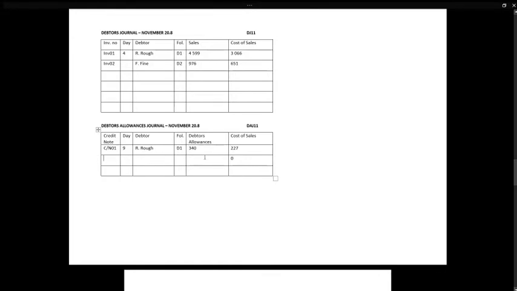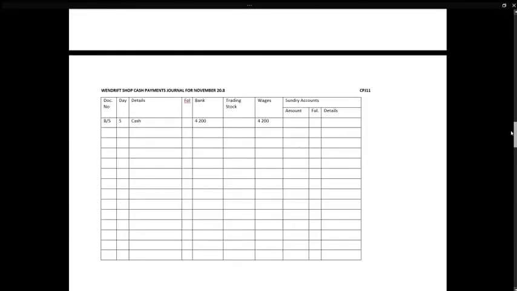But nonetheless, we issued credit note number 02 because the previous one is 01. It also took place on the 9th. I'm not going to write the date again. The debtor's name is F. Fine. And remember, we gave F. Fine the debtor's ID of D2. And the amount that we will deduct from his or her account, 68 Rand. So this person does not have to pay us this amount anymore. Right, next transaction.